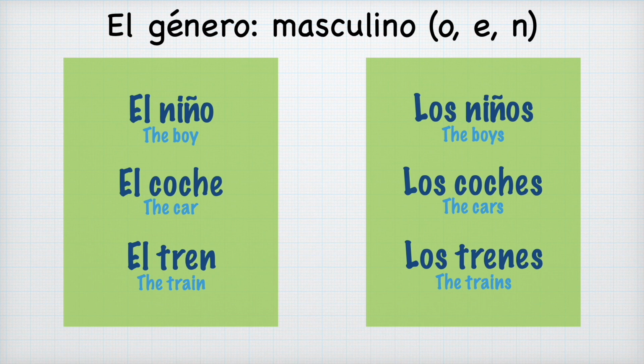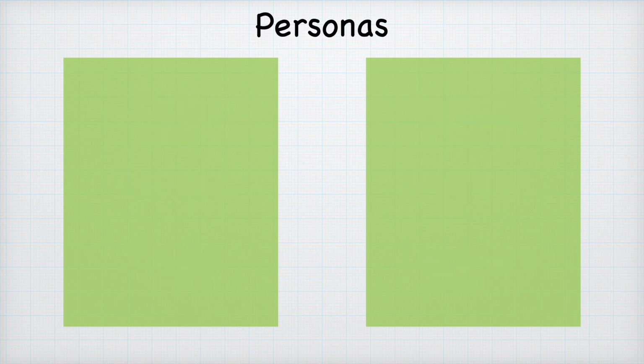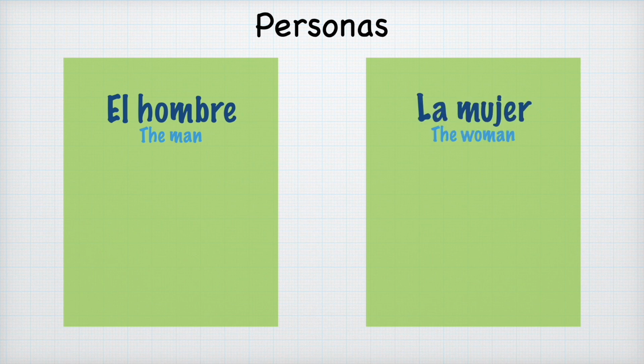We have words that end with other letters, but this is a great way to get started if you're just learning Spanish to understand the gender of the words. Let's talk a little bit about people, personas. When we talk about people and professions, we tend to have a feminine and masculine version for it. And the article changes as well to correspond with the person's gender. For example, el hombre, the man. We have the woman version, la mujer.